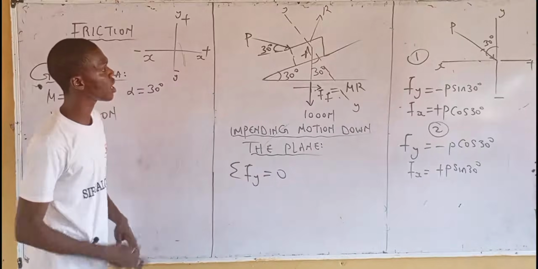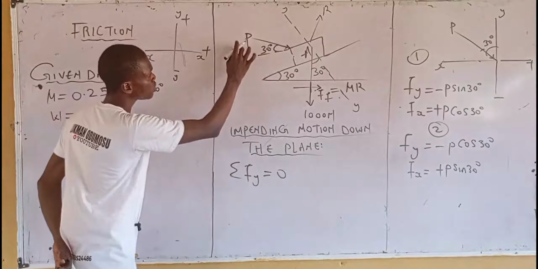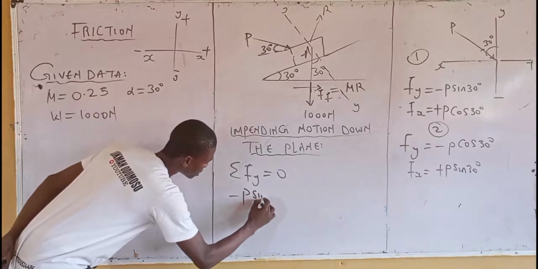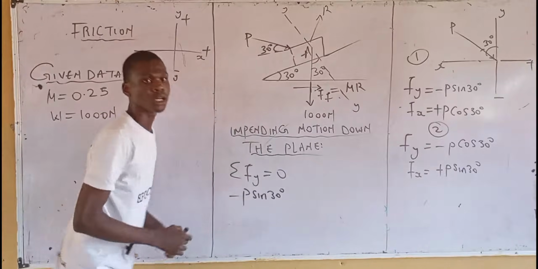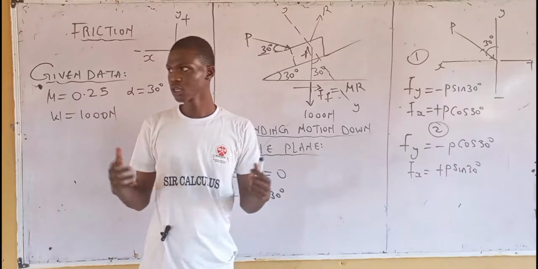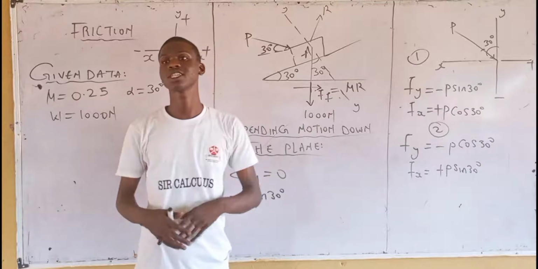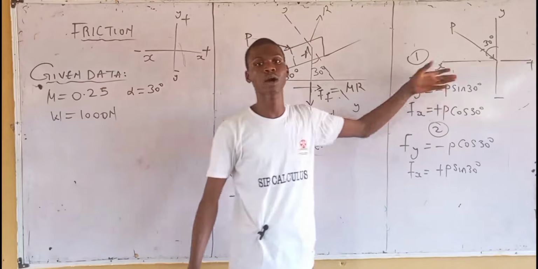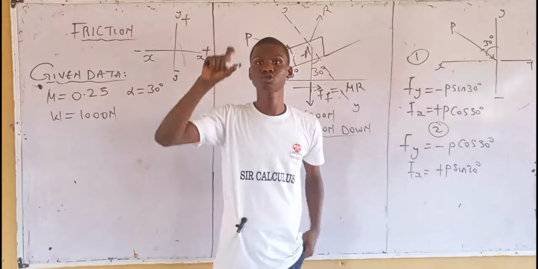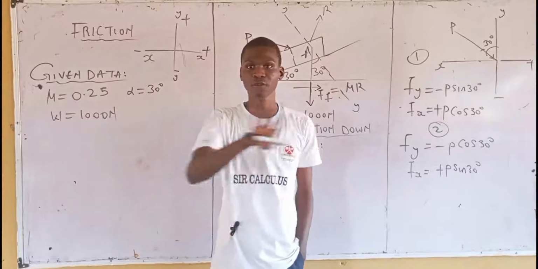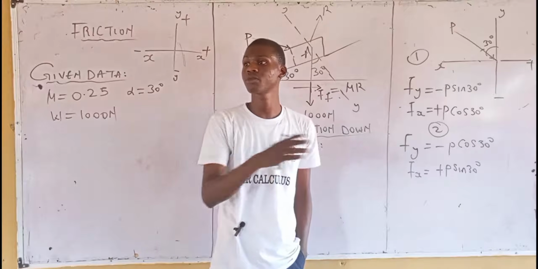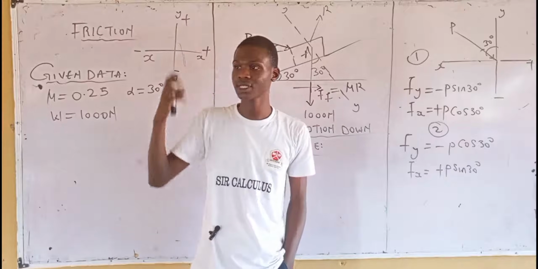Now from here, back to the question. Solving on the vertical axis for this one, considering this one first, I have negative P sine 30 degrees. You know why you need to be a master of this? Because in your exam you don't have enough time. Under 2 hours you are meant to solve like 5 questions. So spending time bringing it out one by one will take a whole lot of time. You need to visualize it in your head.